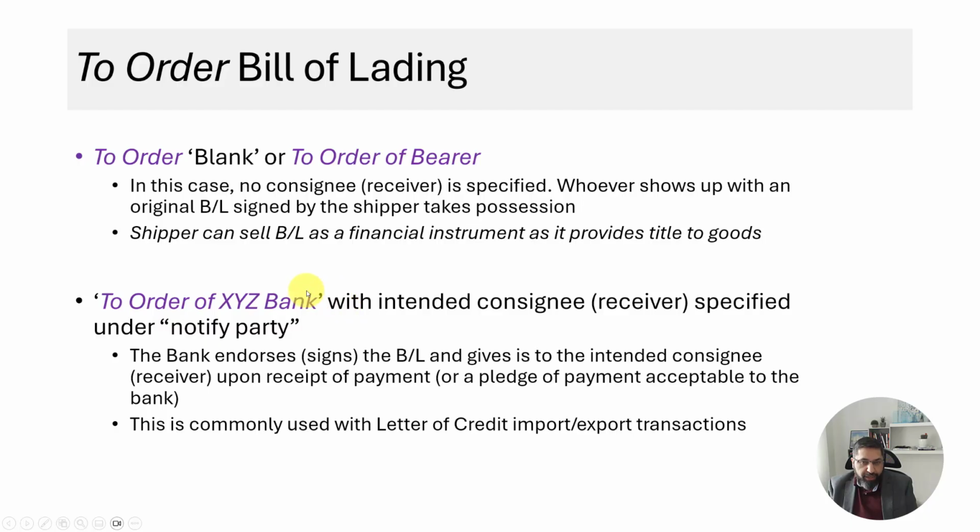To order of XYZ bank, this is used when banks are involved. Because the bank endorses the bill of lading, gives it to the intended consignee upon receipt of payment, because here the bank is ensuring that the shipper or the seller gets paid. So the bank will give the bill of lading to the importer, the customer, once they have made sure that the importer is giving money to the bank to send it to the supplier. And this is kind of used with letter of credit to ensure that the bank is ensuring that the supplier will get paid, and getting money from the consignee, the receiver, before giving them the bill of lading.